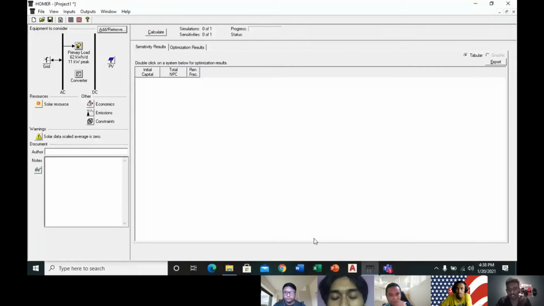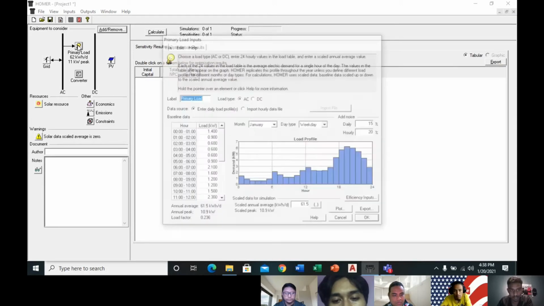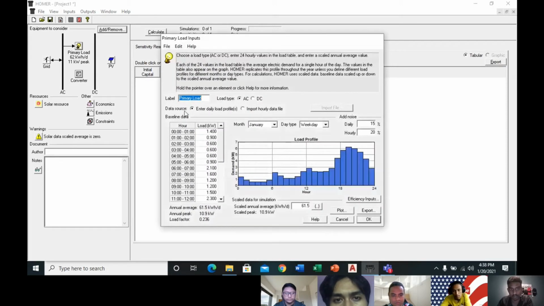So this is my work. This is what Harit and I have done for this mini project. This is only partly what we have done because it's not fully finished yet. First we have to add the primary load, the converter and PV to the circuit. Then we have to change the load in kilowatts for every hour of the system.